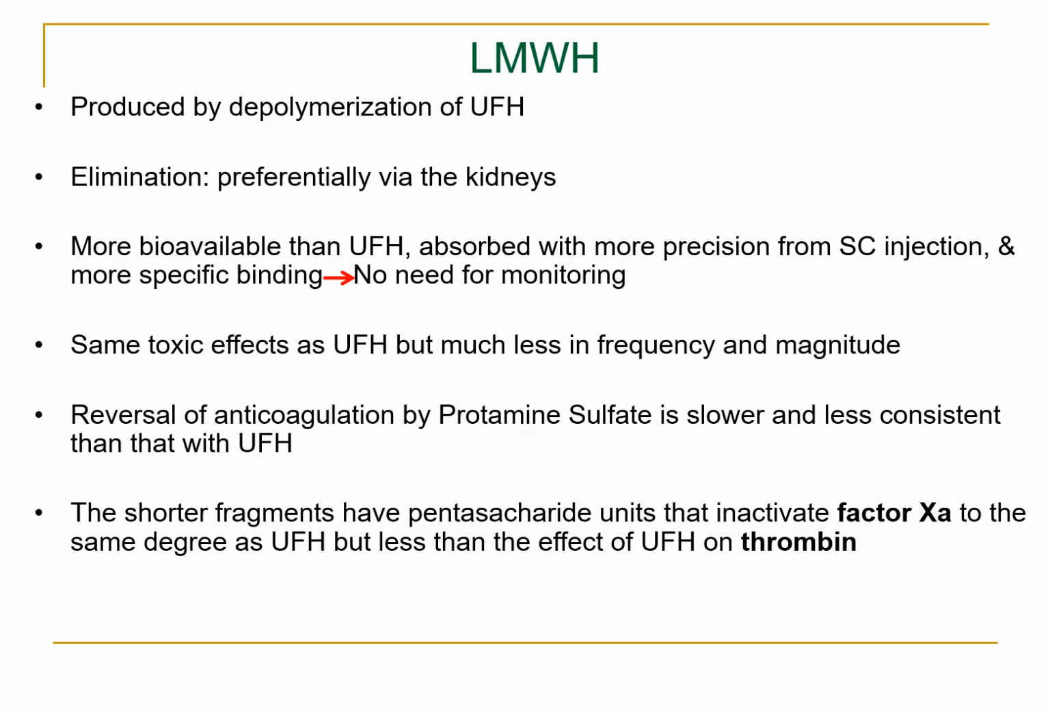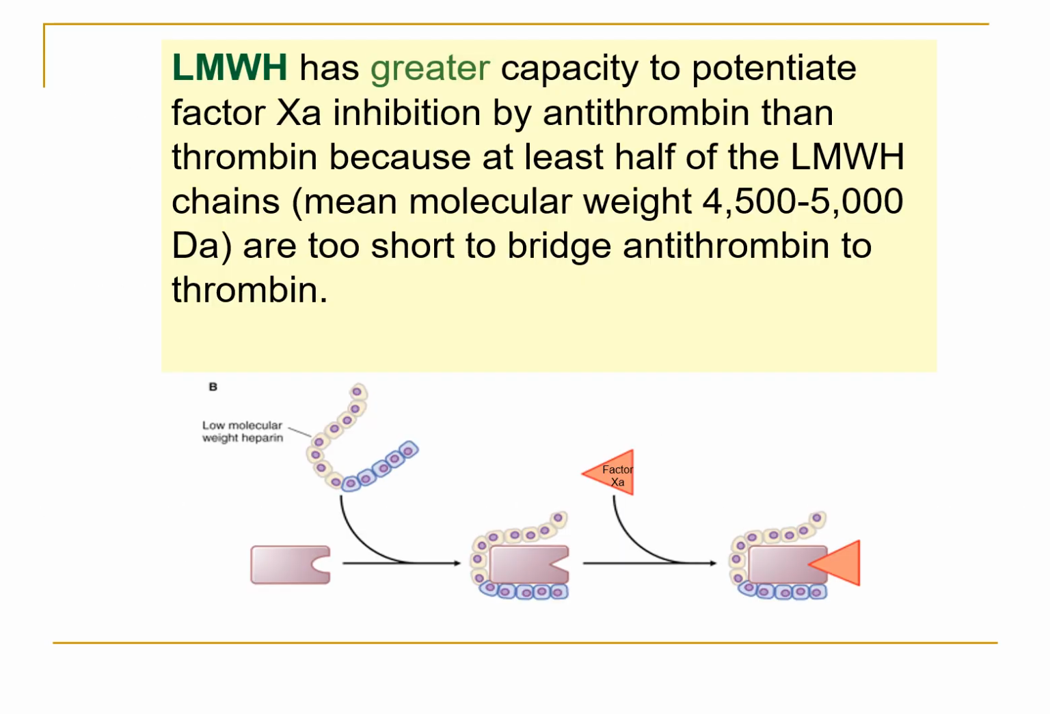It inhibits both factor Xa and thrombin. But remember, we said that for thrombin, you need a larger molecule. So maybe with low molecular weight heparin, because they are smaller, the effect will not be as good with thrombin. It will be as good with factor Xa. And as a matter of fact, in this figure, we can see that the mean molecular weight of low molecular weight heparin is 4,500 to 5,000. So the most of the effect will actually be again against factor Xa rather than thrombin.